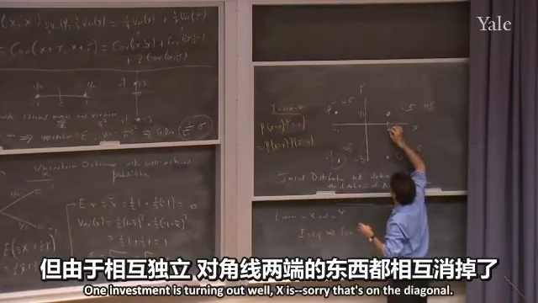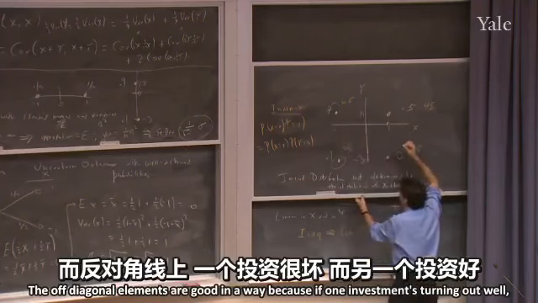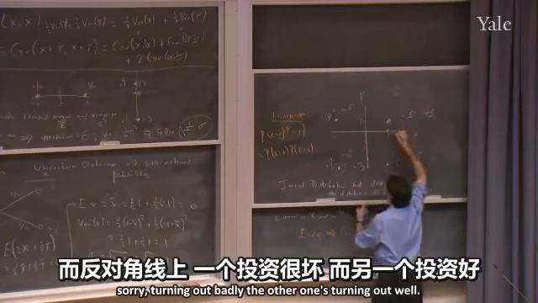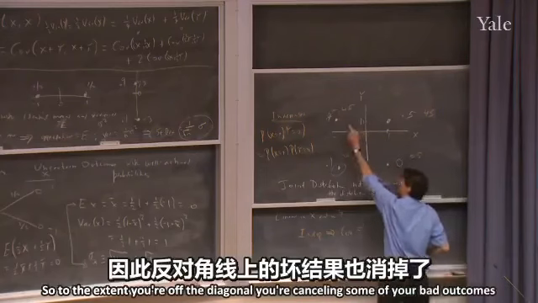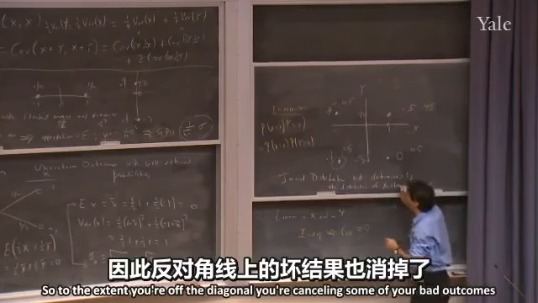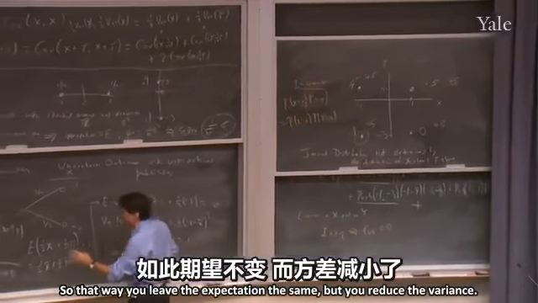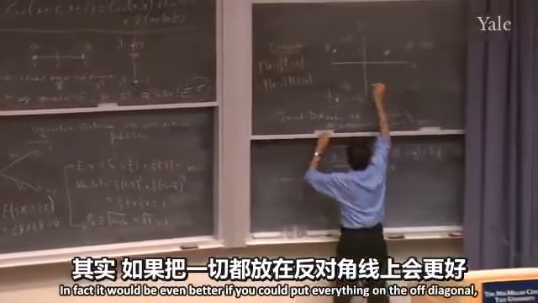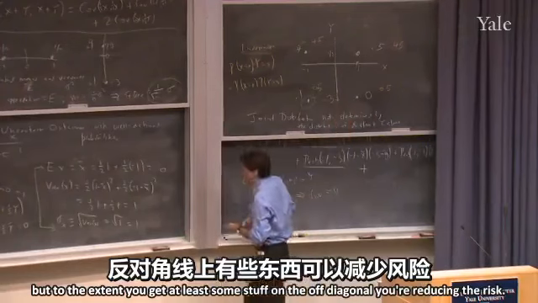One investment's turning out well, X's, sorry, that's on the diagonal. The off-diagonal elements are good in a way, because if one investment's turning out badly, the other one's turning out well. So here, investment Y is turning out badly, but X is turning out well. So to the extent you're off the diagonal, you're canceling some of your bad outcomes, because one's good and the other's bad. That way, you leave the expectation the same, but you reduce the variance. In fact, it would be even better if you could put everything on the off-diagonal. But to the extent you get at least some stuff on the off-diagonal, you're reducing the risk.